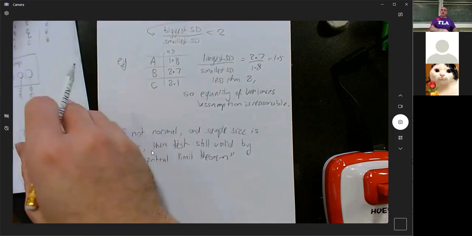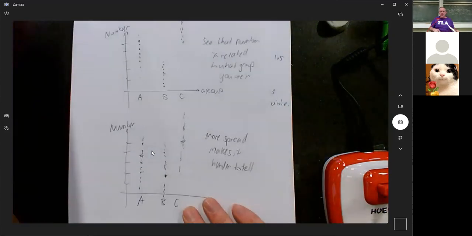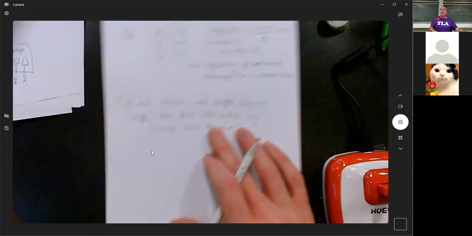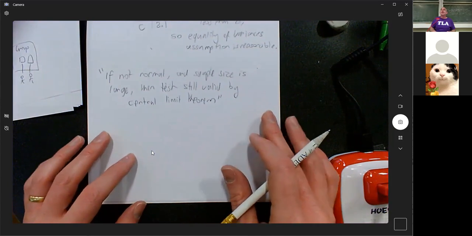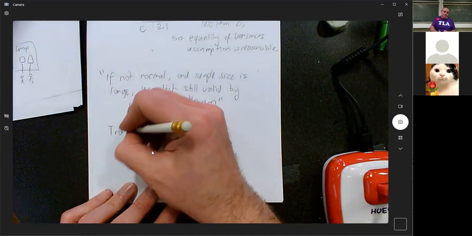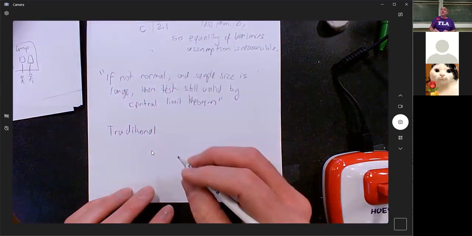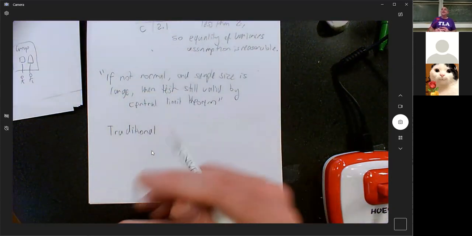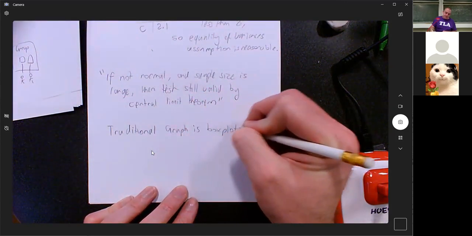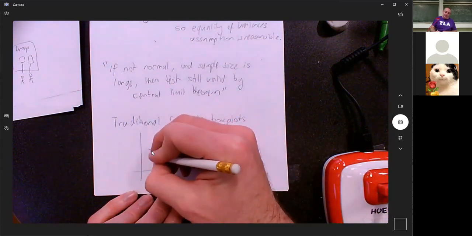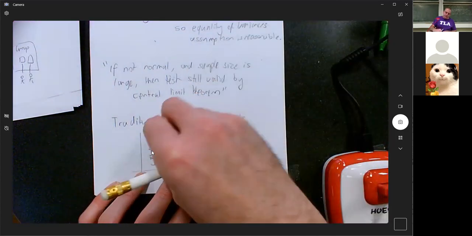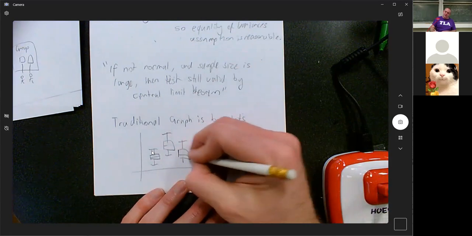Oh, out of interest, just while I'm at it, what sorts of graphs would they draw? They probably draw a box plot for each group, don't they? So the traditional graph would be like this sort of thing, right? Is that sort of the graph that you would expect to see?